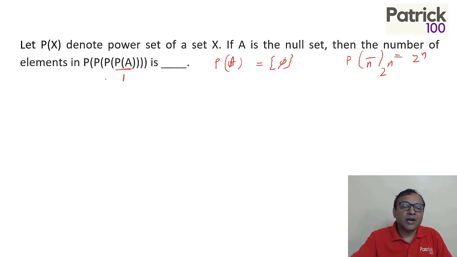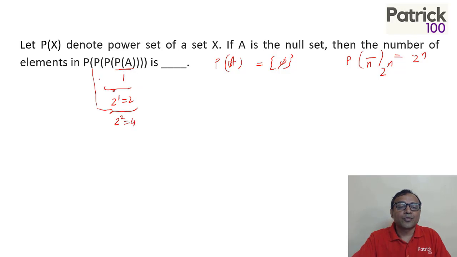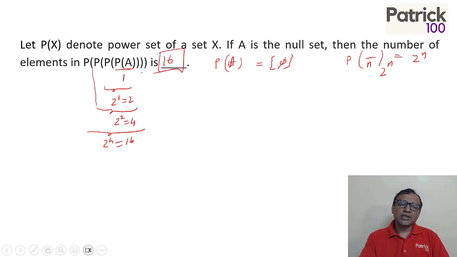So if P(A) is 1, the power set of a set with one element will be 2 raised to 1, which is 2. If I take the next, the power set of the next set will be 2 raised to 2, which is 4. And the power set of the further one will be 2 raised to 4, which is 16. 16 is the answer. So know these simple concepts like the power set. You should understand set theory, the concept behind it, and the terminologies that are used. That will help you get the answer.